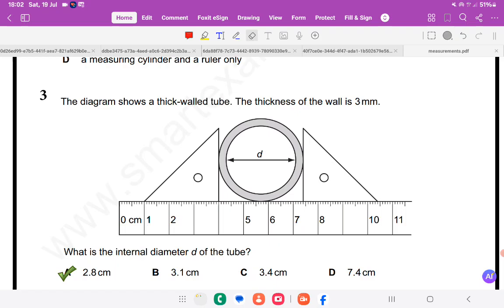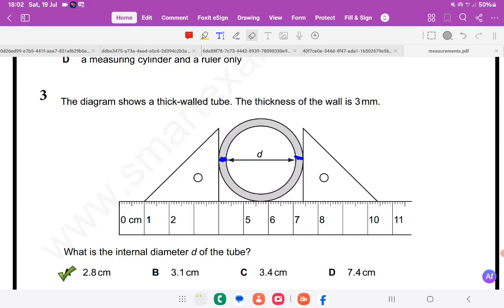Number 3. The diagram shows a thick rolled tube. So we have a tube here. The thickness of the wall is 3 millimeters. This thickness being referred to is this part here. That's 3 millimeters. So the thickness being 3 millimeters.